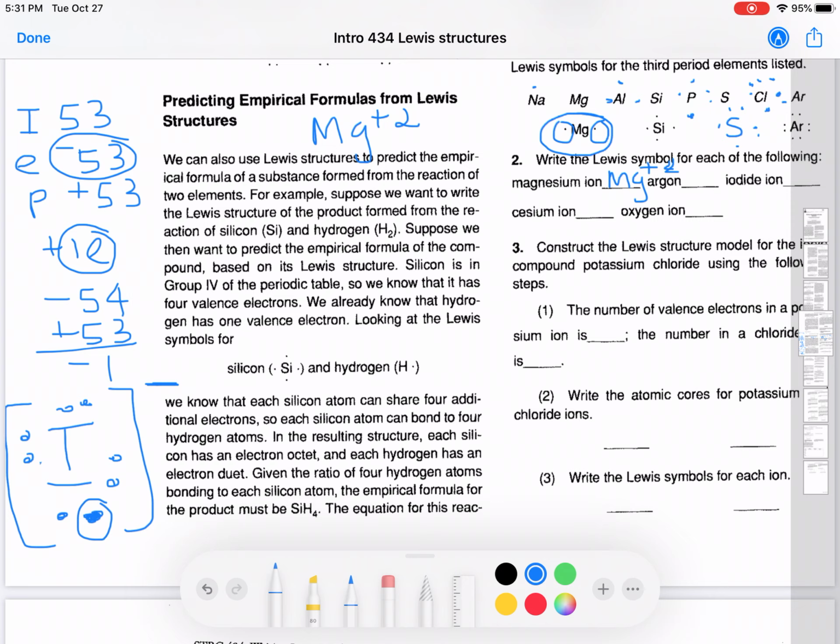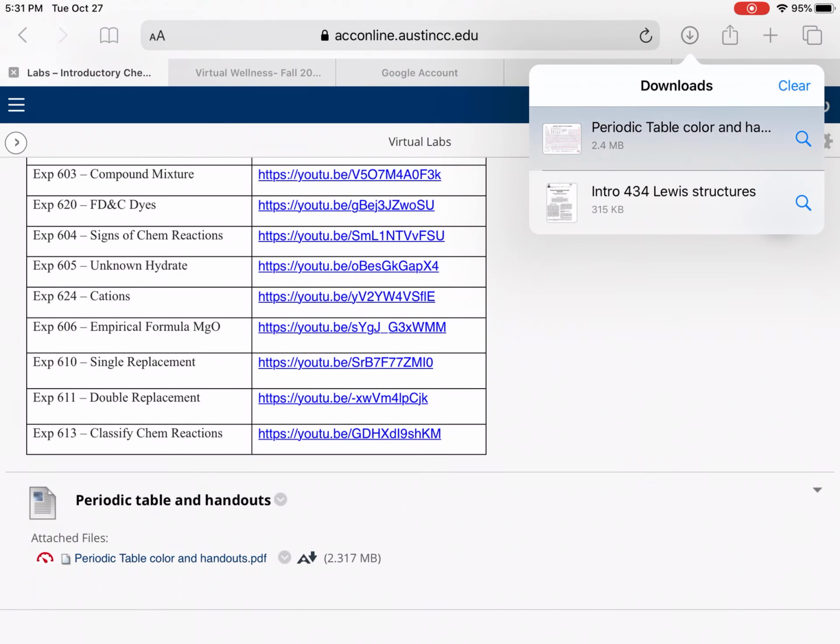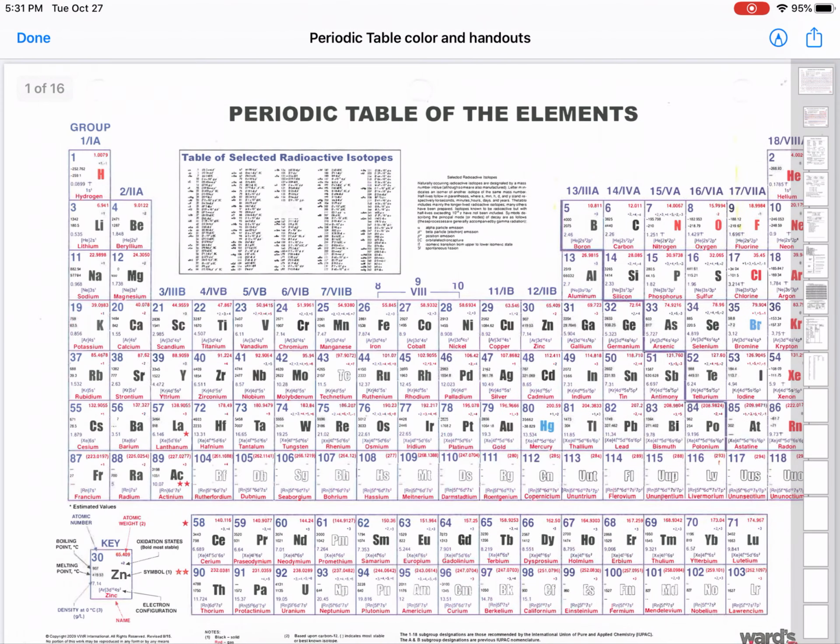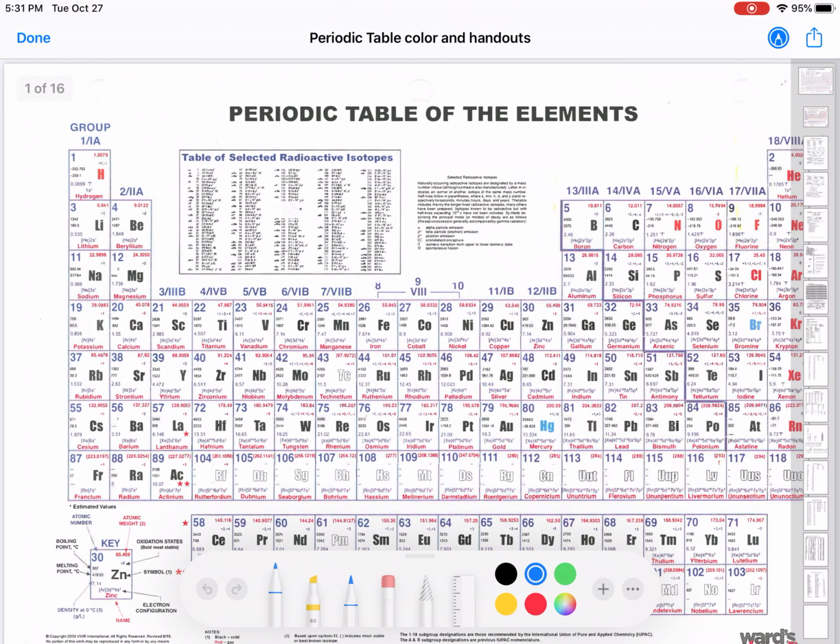And then the cesium ion. So we can see where cesium is located in the periodic table. Check your periodic table. Cesium is in group 1. Okay. So if I show you cesium, it is right here in group 1.